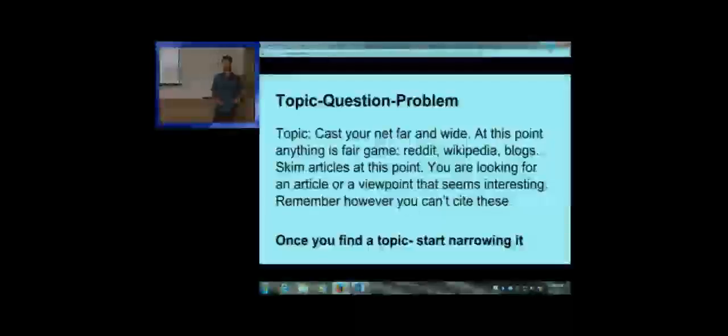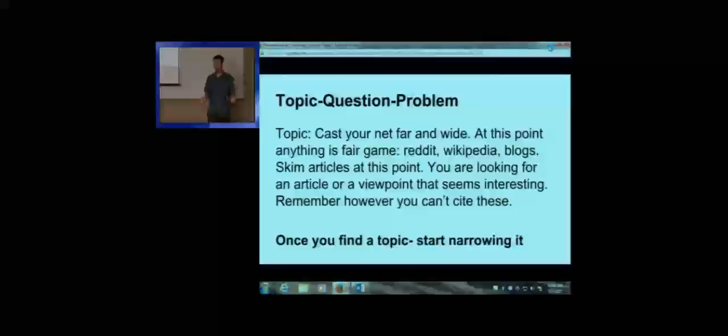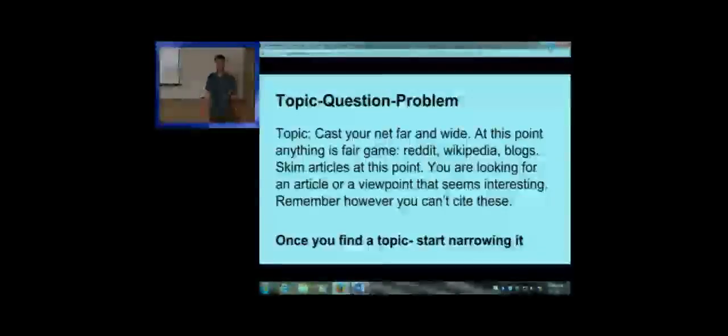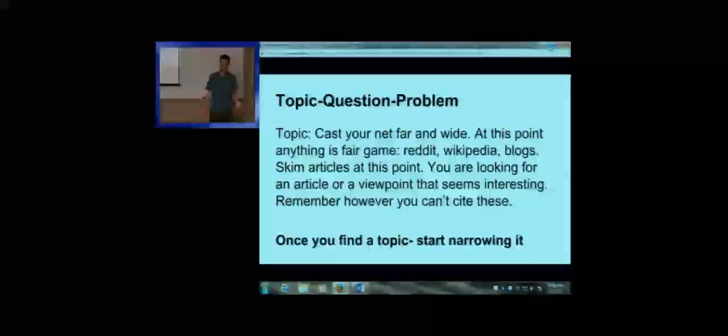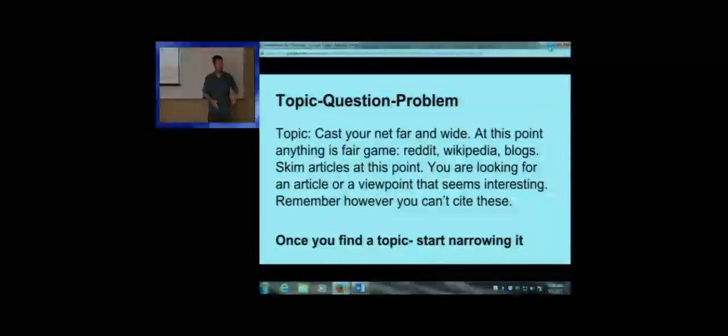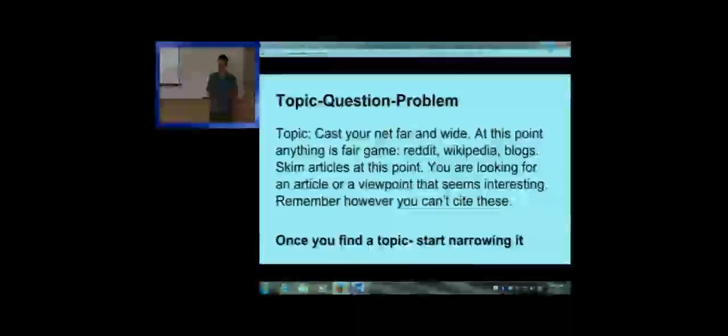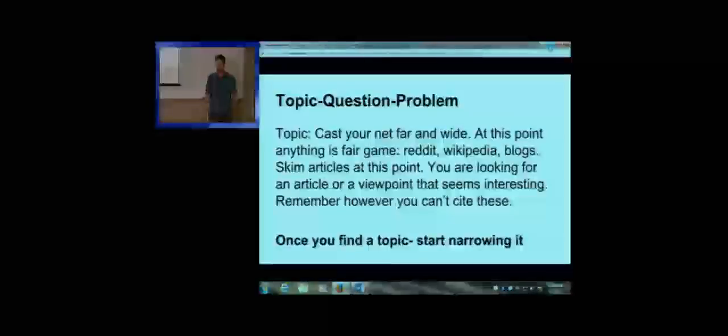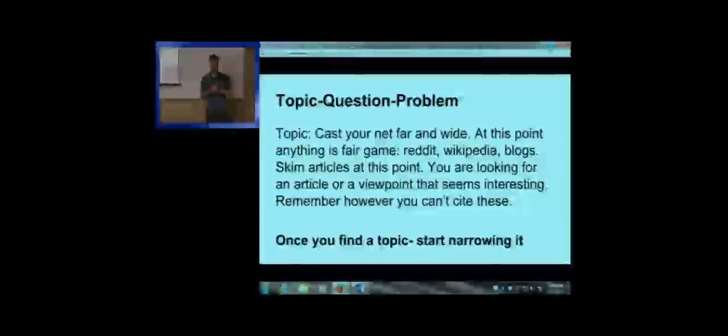So topic, you're going to want to start by casting your metaphorical net far and wide. At this point, anything is fair game. You can look at Reddit, you can look at Wikipedia, you can look at blogs, you can skim through Time Magazine if you want to. You're looking for an article or a viewpoint or an idea that just seems interesting. A great thing you can also do at this stage is talk to your classmates, talk to people that might not be interested in this project. If you say something about men in advertisements that one of your coworkers thinks is really interesting, then you might just have found yourself a research project.